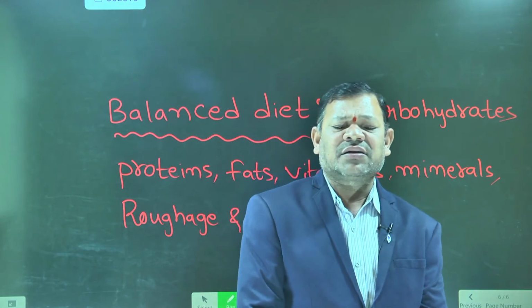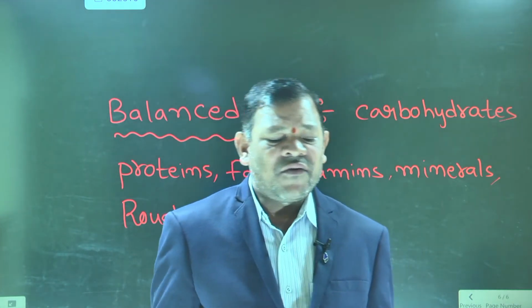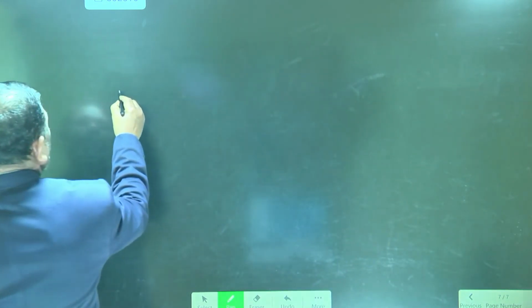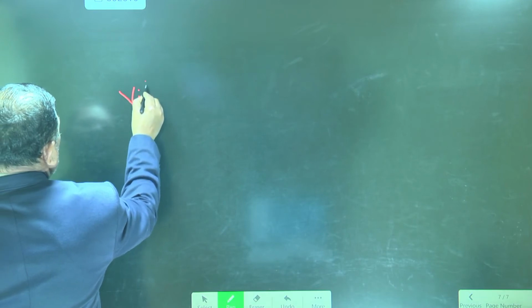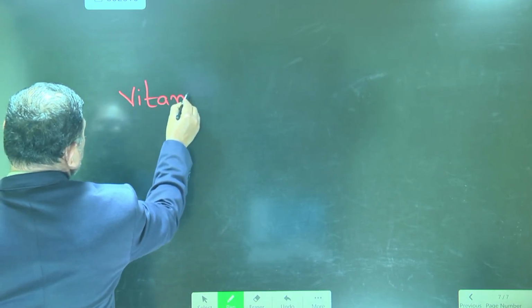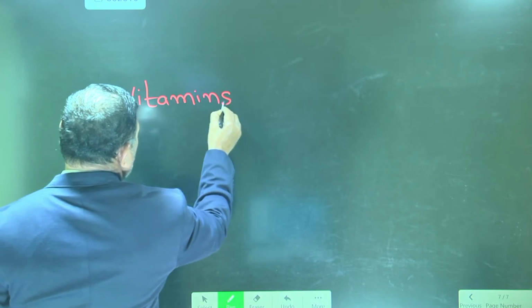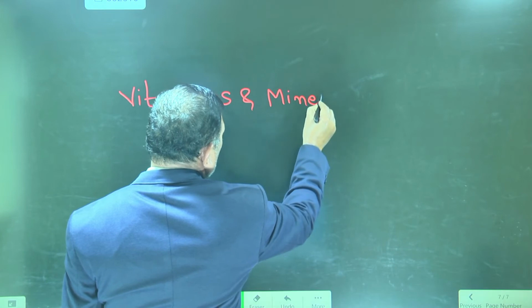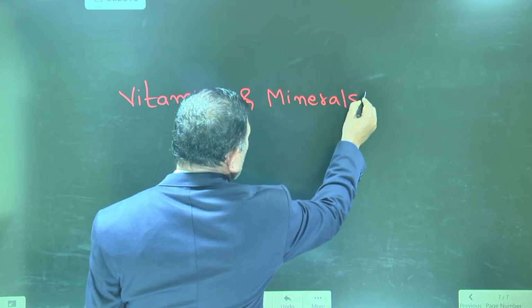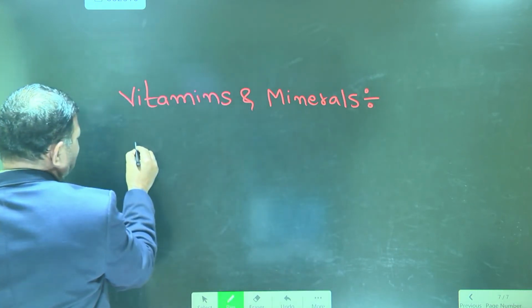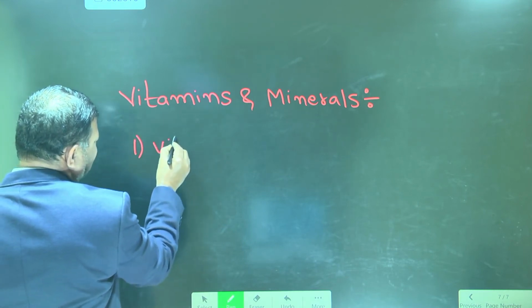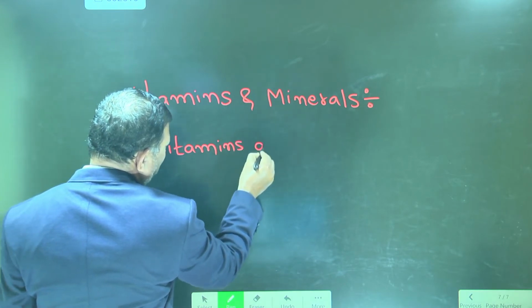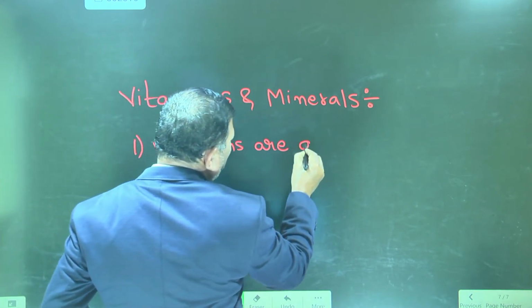Okay, we already covered carbohydrates. Next one is vitamins and minerals. Vitamins are organic compounds.